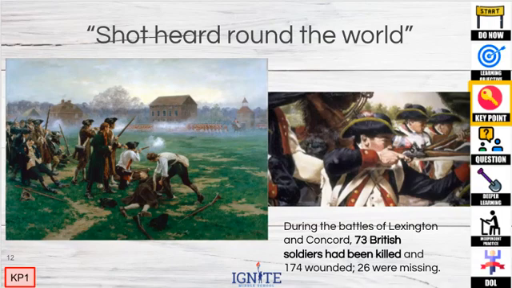During the battles of Lexington and Concord, 73 British soldiers had been killed, 174 were wounded, and 26 were missing and presumed dead. So it was a pretty violent battle, the Battle of Lexington and Concord.